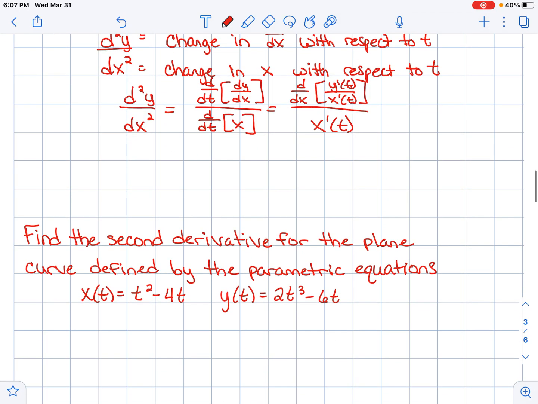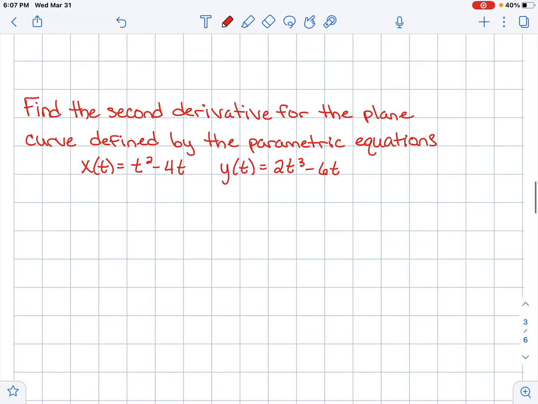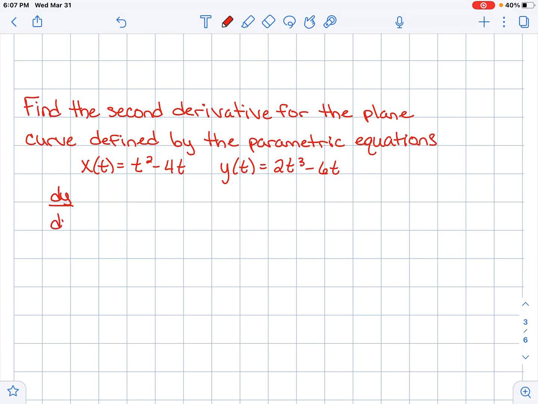Okay, so let's do an example. We're going to find the second derivative, and we're not going to do anything with it. We're just going to give it a try here. So why don't you take a moment, see if you can try this one and get as far as you can, and then we'll do it together. So go, try, and come back. All right, welcome back. Let's find dy over dx. So dy over dx is y prime of t, so that's 6t squared minus 6, over x prime of t, so that's 2t minus 4. There's the first derivative.